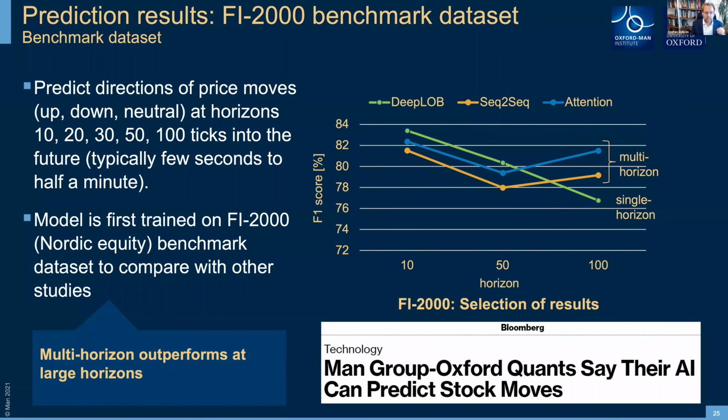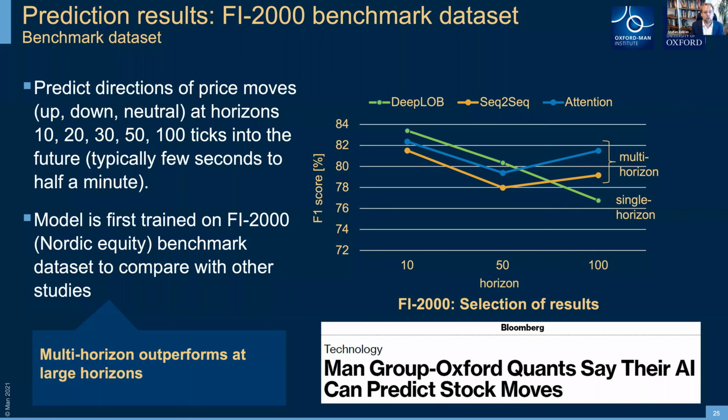One major downside of this data set, however, is that it is very small. It's only 1 week of data from some Nordic stock exchange from 10 years ago. So it's harder to make any real life conclusions from it. This is why we also look at a more realistic data set from the London Stock Exchange, which I will comment on in the next slide. But first, the results on the benchmark data set.